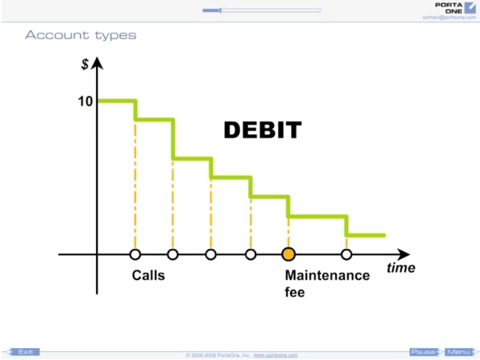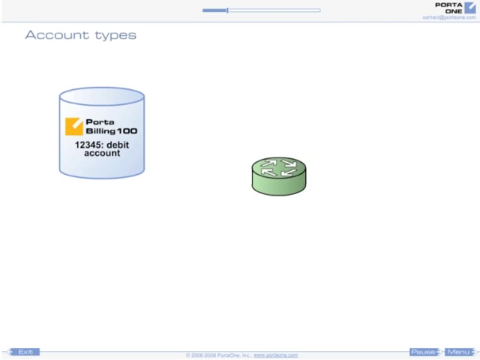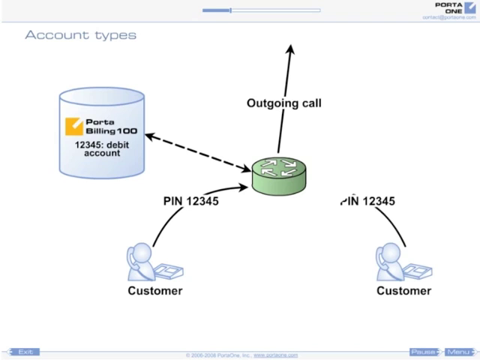With every call made, the balance decreases until it reaches zero or very close to zero, so that the customer cannot make any more calls. One very important feature concerning debit accounts is that PortaBilling allows only one concurrent call with the same debit account, so as to prevent fraudulent usage of prepaid cards.